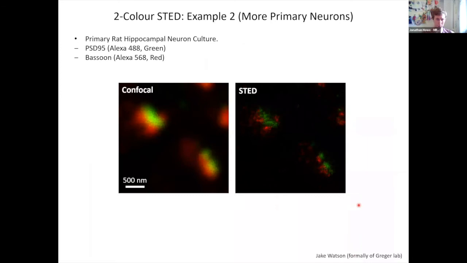Here's another example, also from Jake, similar culture, but now the PSD95, the postsynapse marker, has been labeled in green, and the other protein here is bassoon, which is a presynaptic marker. So in both of these examples, we're actually looking down the synaptic cleft. What you can see is obviously in the STED image, the resolution's improved substantially. The level of yellow signal has basically dropped away to 0. And what we're looking at here is the cleft where the neurotransmitter will be diffusing across.